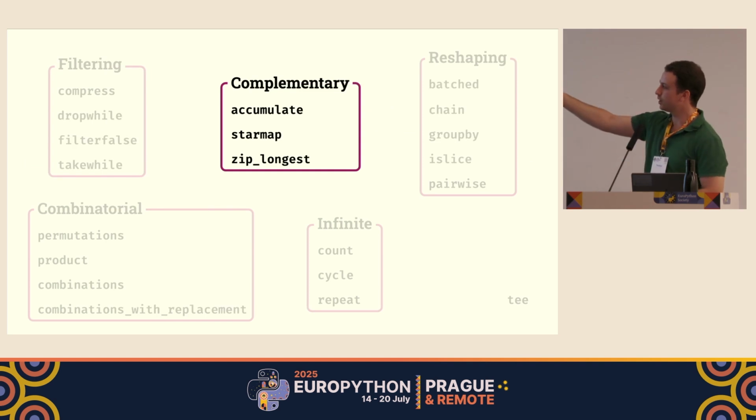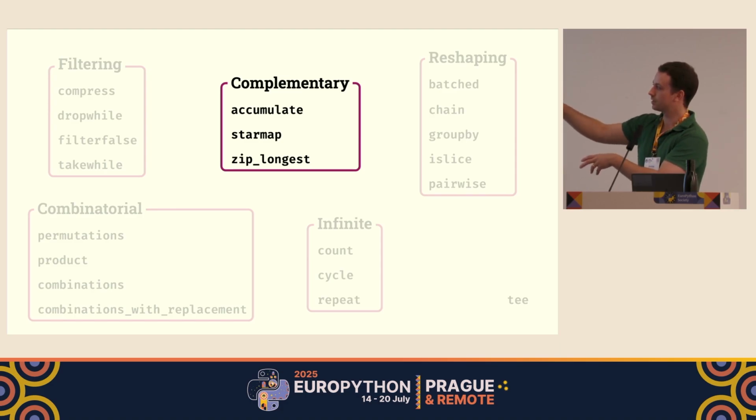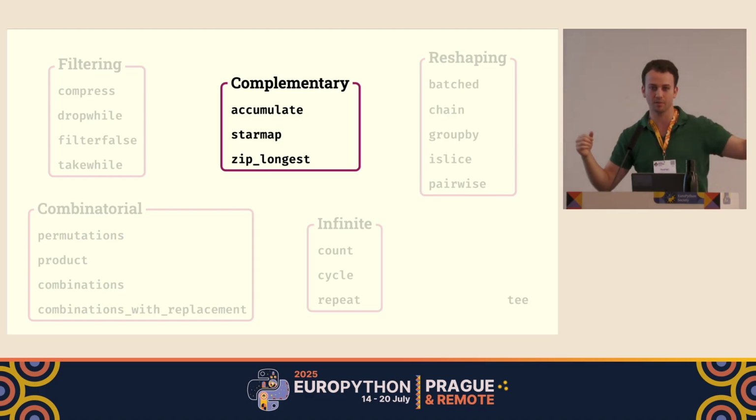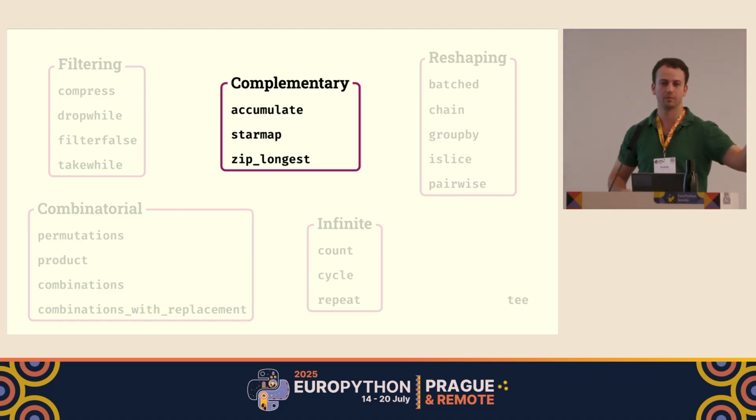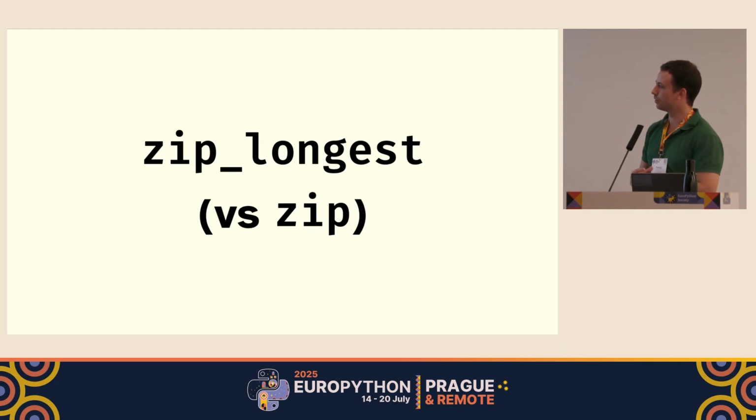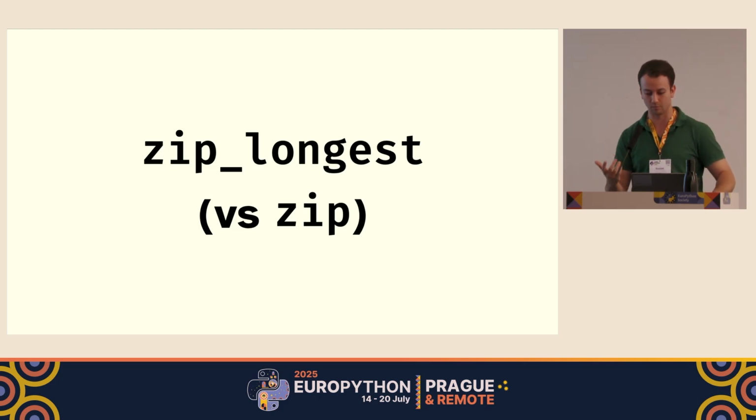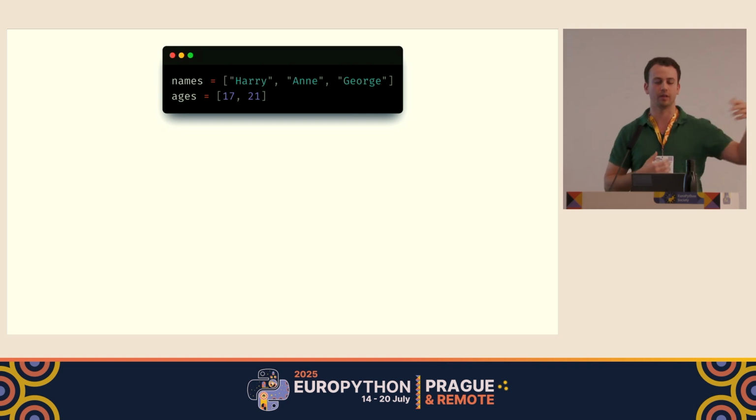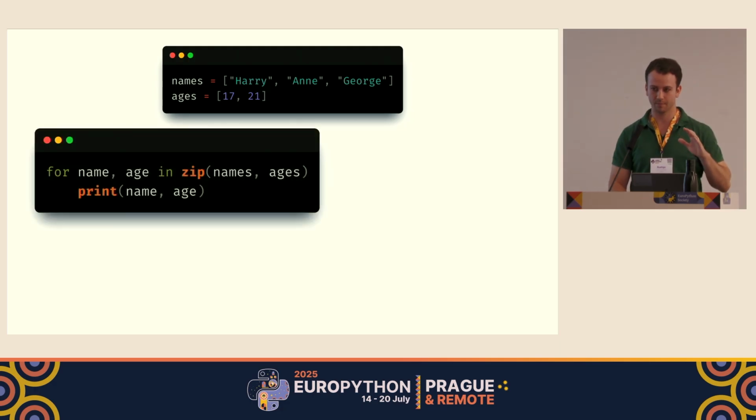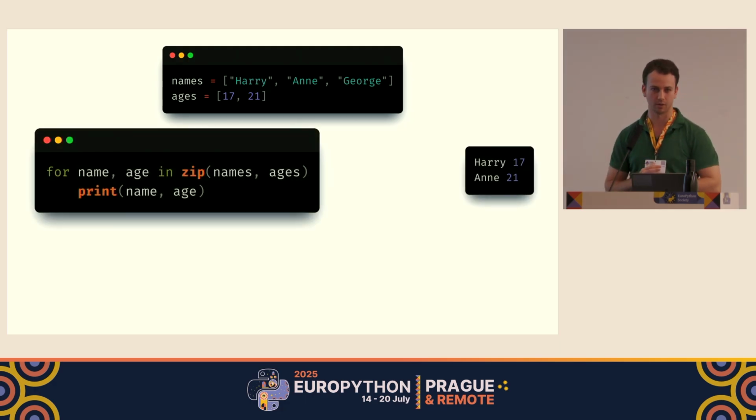And then there's these 3 complementary tools. They were kind of the odd ones out when I was trying to figure out how to group them. But again, they're nice because they all complement something else. Accumulate goes with reduce from the module functools. Star map goes with map from the built-ins. And zip longest goes with zip. Excellent. So let's take a look at zip longest because it tends to be the one that's most commonly useful. If you have 2 or more streams of data, 2 or more iterables, that may or may not have different lengths, if you zip them together, zip stops at the shortest one.